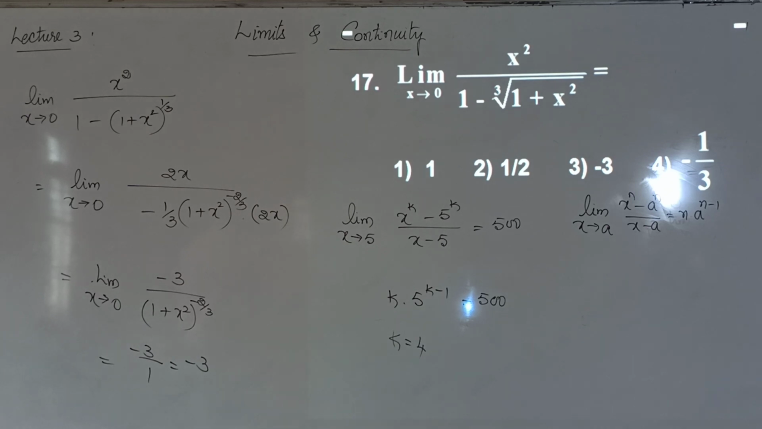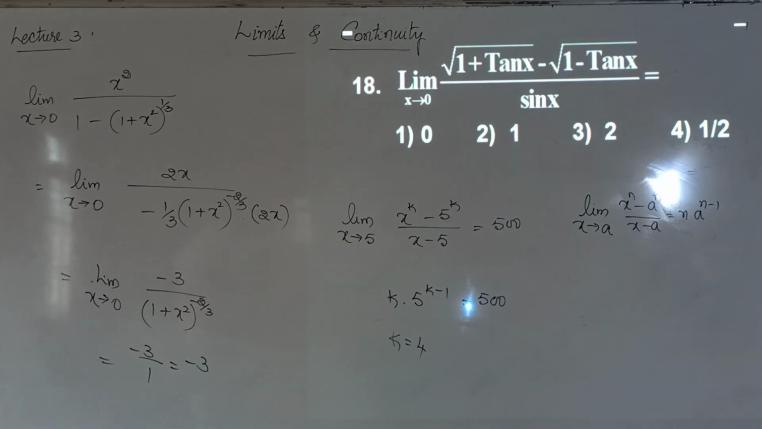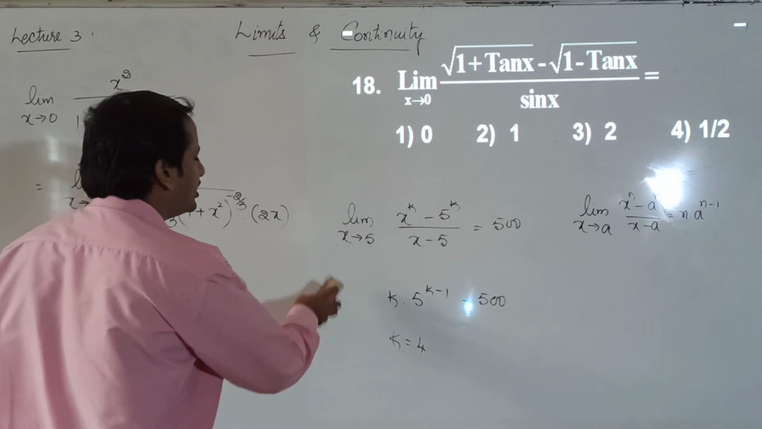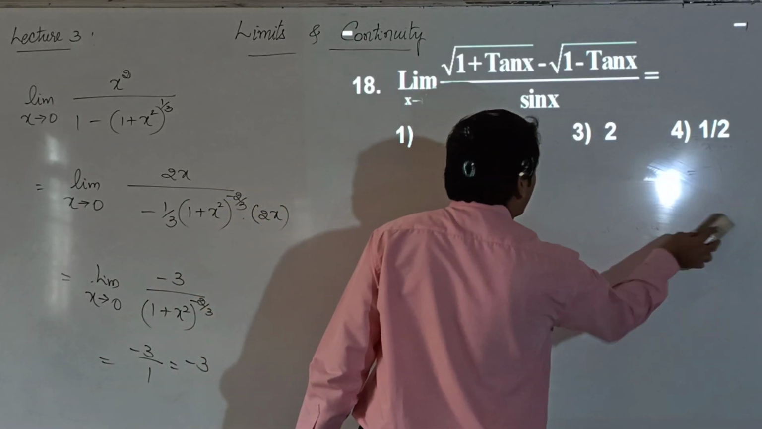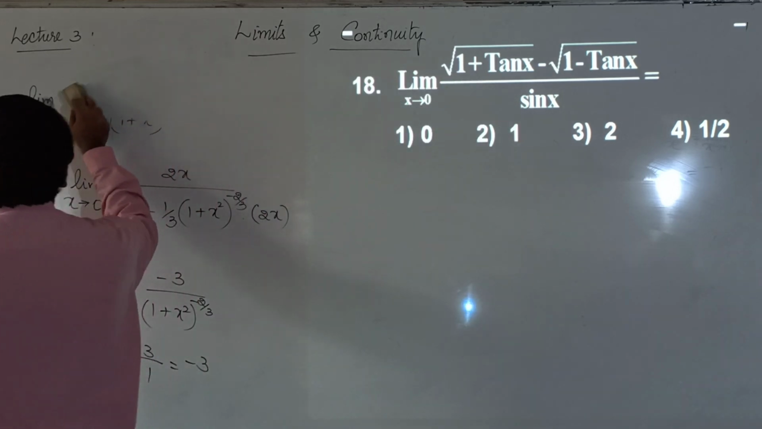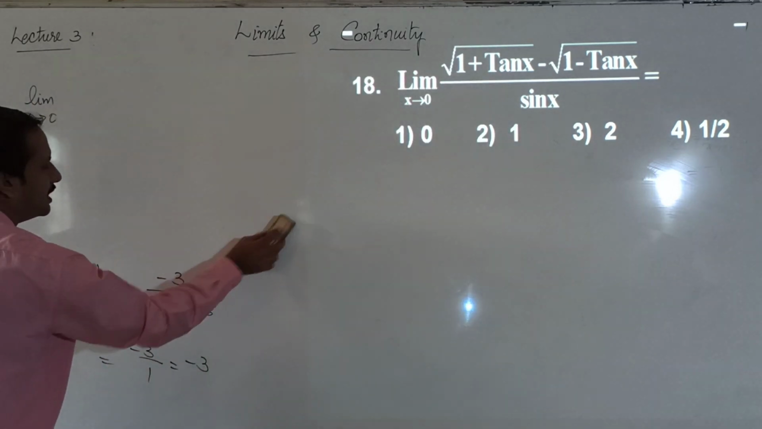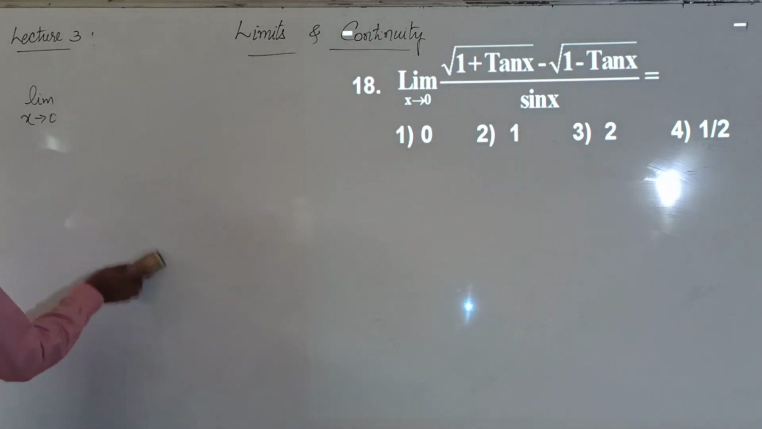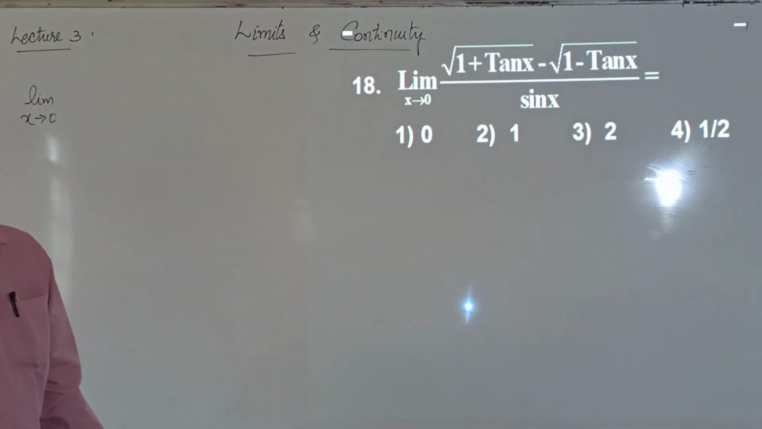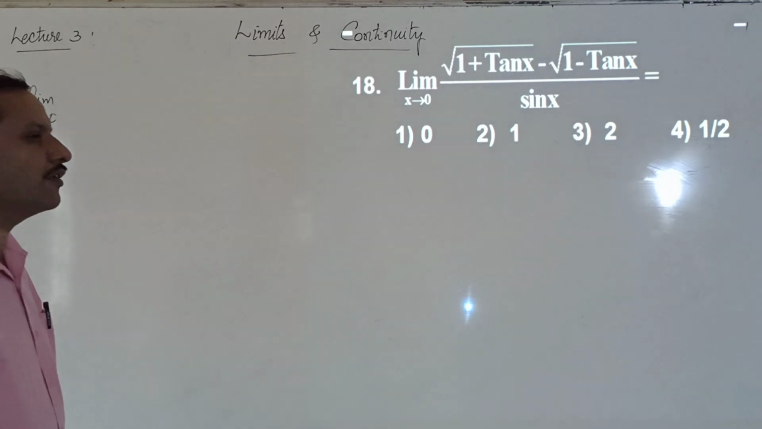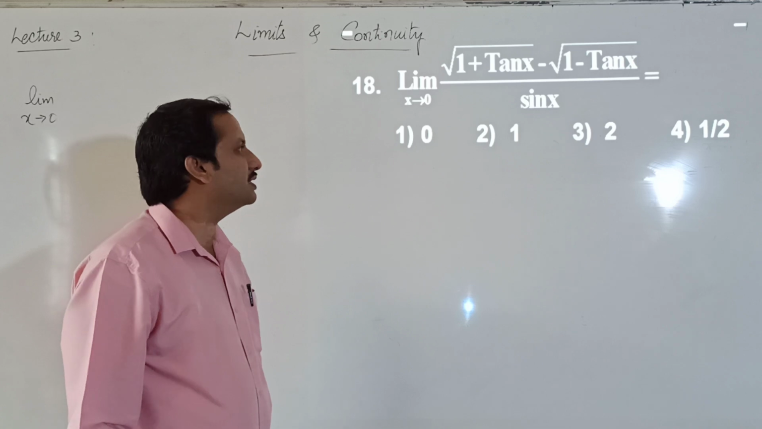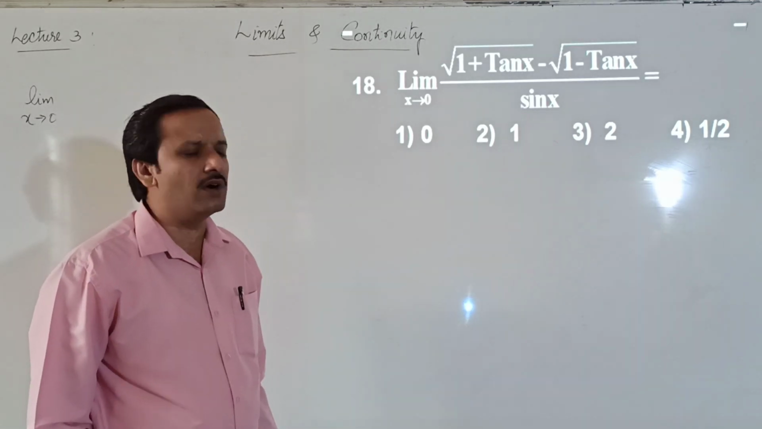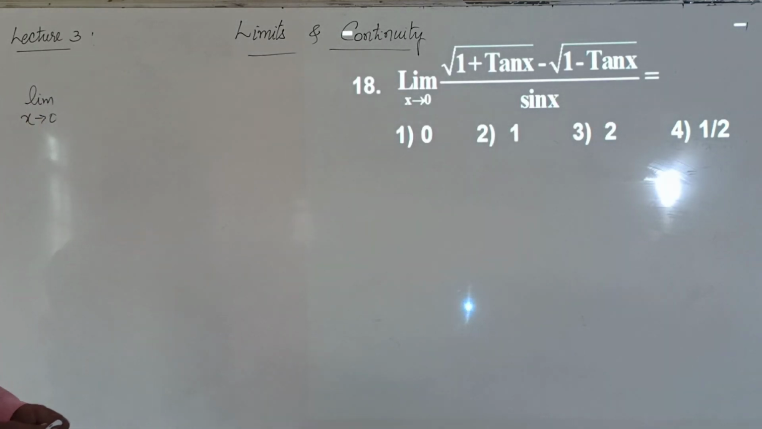Okay? Next. 18th question. Limit x tends to 0, square root of 1 plus tan x minus square root of 1 minus tan x divided by sin x. So if I directly apply limit as x tends to 0, we get tan 0. Tan 0 is 0. Root of 1 plus 0, that is 1. Root 1 is 1. Minus second term also root 1, which is 1. 1 minus 1. Numerator is 0. Denominator is also 0. 0 by 0 is an indeterminate form.